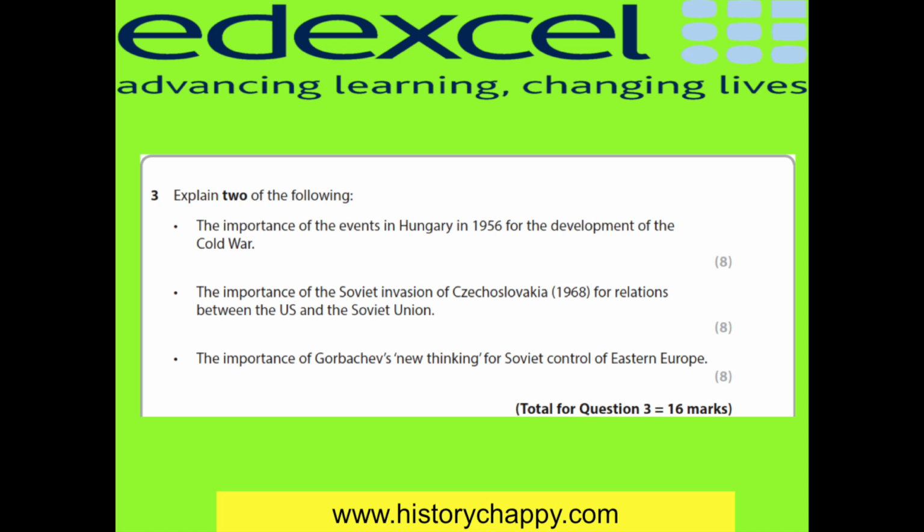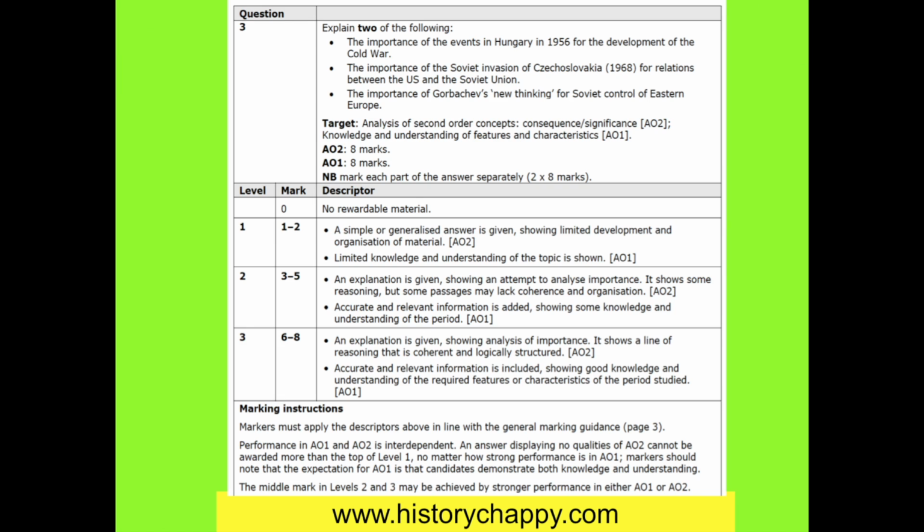The third and final question that you're going to face is you need to explain two of the following. So you'll get a choice of three, a menu if you will. You need to pick two from it. They're always going to be in the format of explain the importance of X for Y. So the importance of something for something. Each of those will be worth 8, so cumulatively, once you've done your 2, it's worth 16.